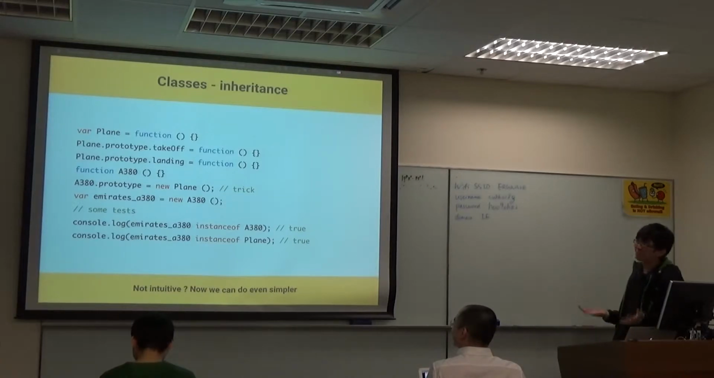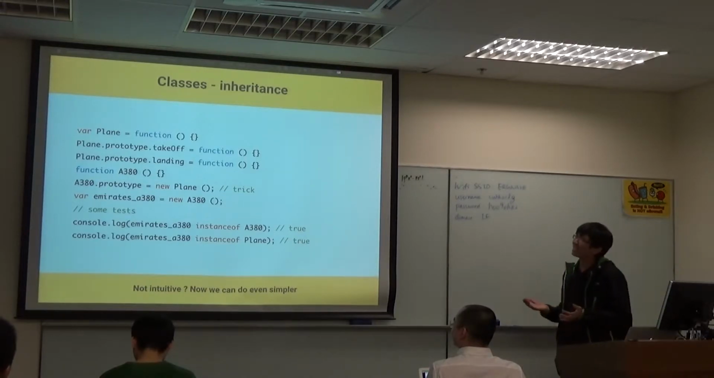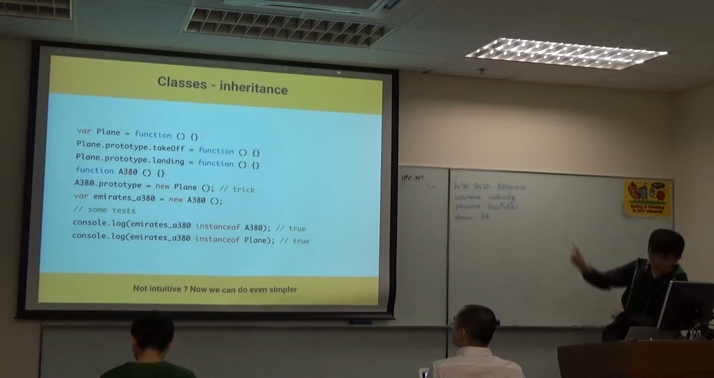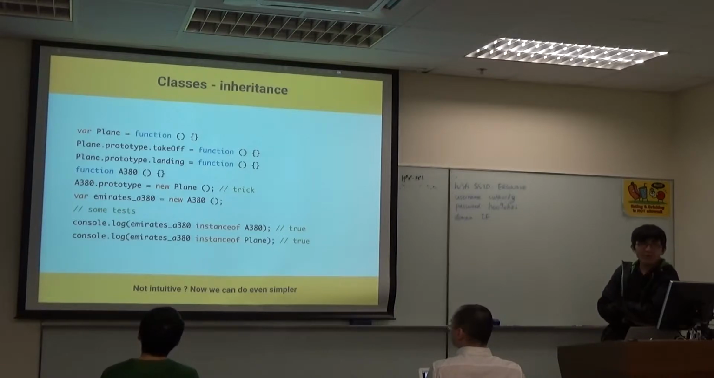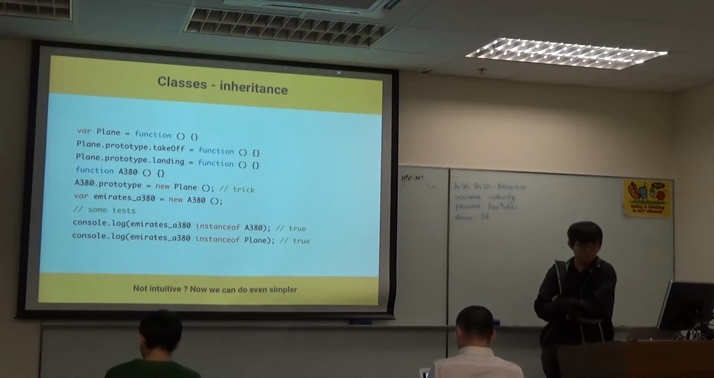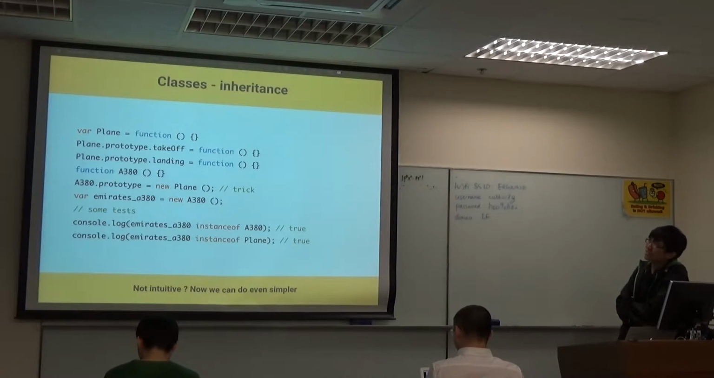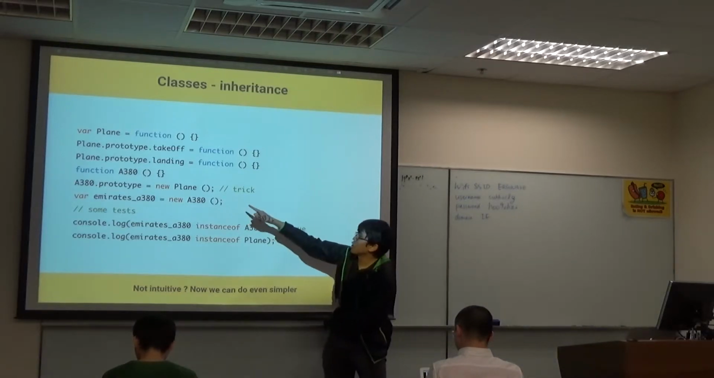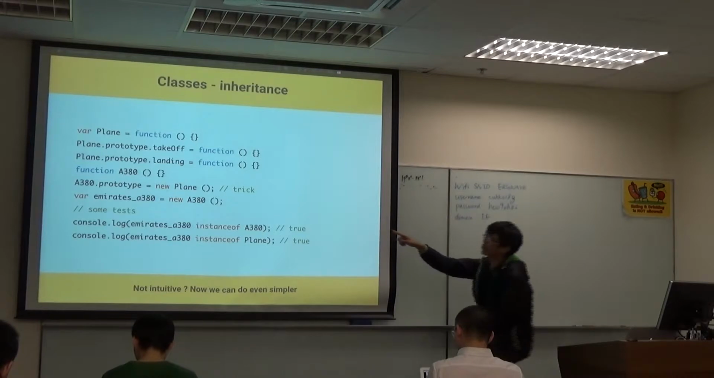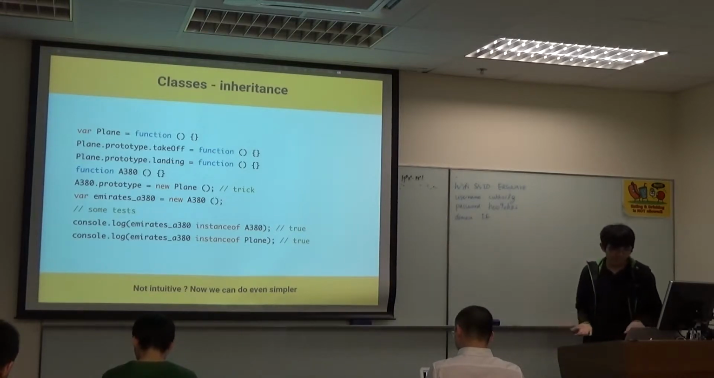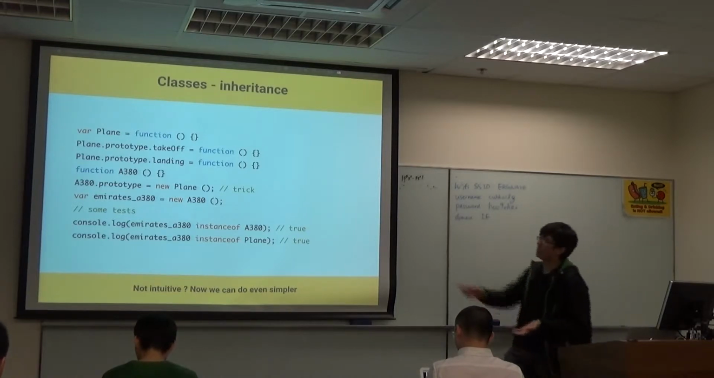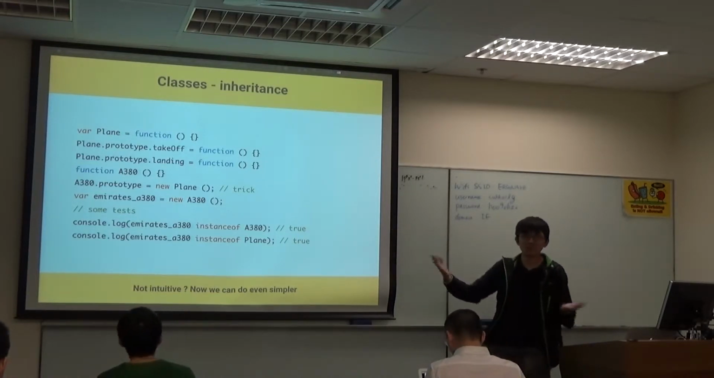Of course, even before ES6. See, there is a plane here with takeoff and landing functions, and we want to build an A380 based on the plane prototype. How can we do that before ES6? We can assign the plane instance to the A380 prototype to do the trick. And also, we can create a new instance of A380, say MyA380. I'm not doing advertisement.